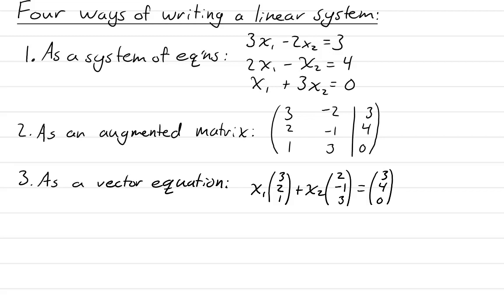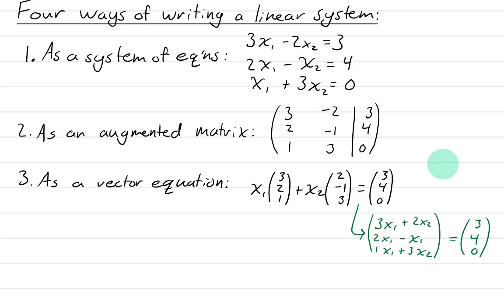This works because the vector on the left can be written as one big vector if you multiply the components by x1 and x2 and add up the vectors. And then saying the vector on the left equals the vector on the right is the same as saying that all three components of these two vectors are equal, which is the same thing as saying that all three of the equations in the original system are true.